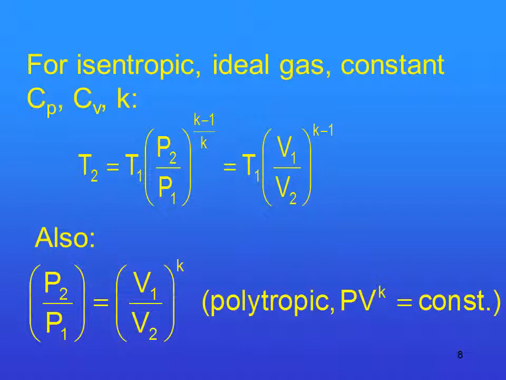We can also find that this satisfies a polytropic process, which is PV to the k is constant, so P2 over P1 equals V1 over V2 to the k, which you get from the above equation.